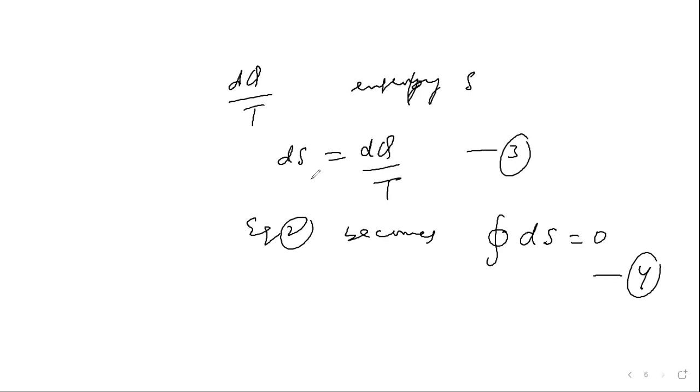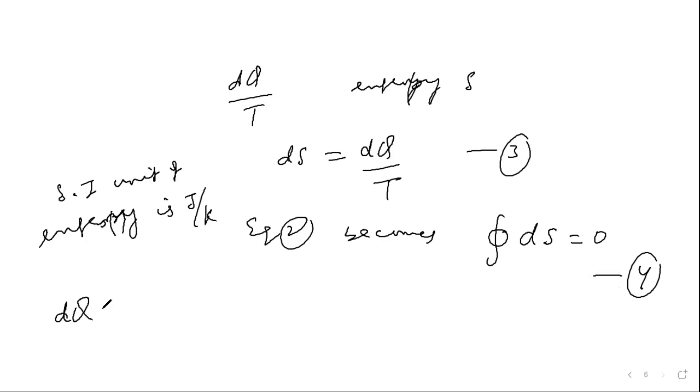Now you can see the SI unit of this new quantity entropy is joule per Kelvin, right? Now, the essential point of these equations 2, 3, and 4 is that although dq is not an exact differential, that means heat is not a state function, dq by T is an exact differential, that means this quantity is a state function, right?